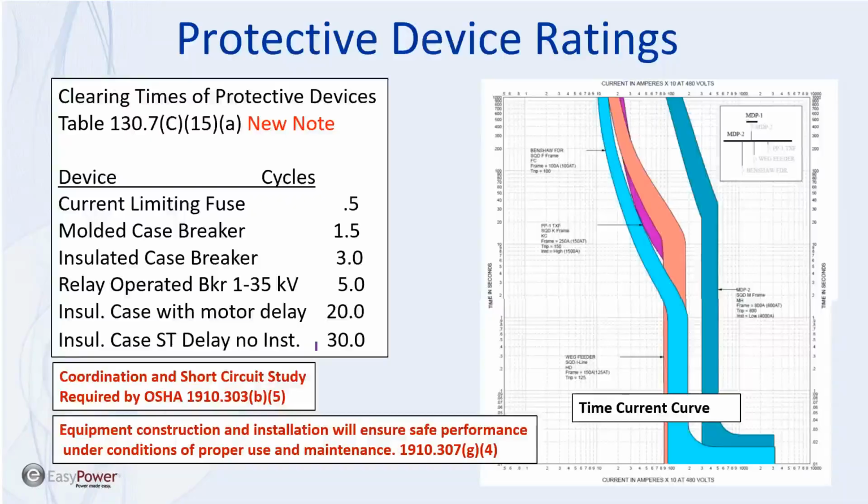This is where you start to get into the maintenance requirements, because if you don't maintain these things, how can you say a molded case breaker is going to operate in 1.5 cycles if it hasn't even been exercised in 20 years? So it's important to look at NFPA 70B, or the manufacturer first off, and get the recommended maintenance and make sure you do that maintenance so that they do operate within the time current curve specified by the manufacturer.